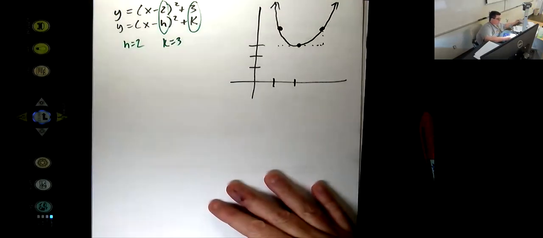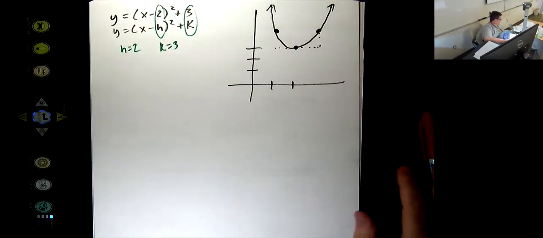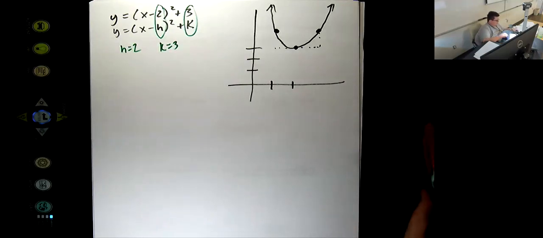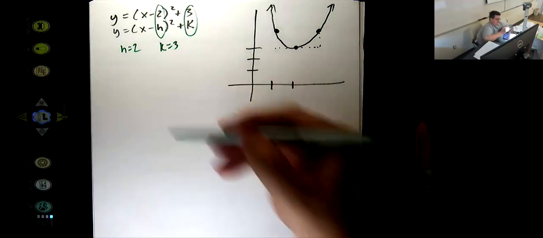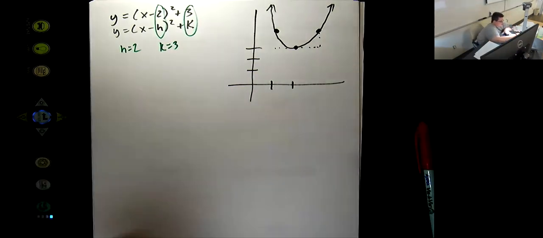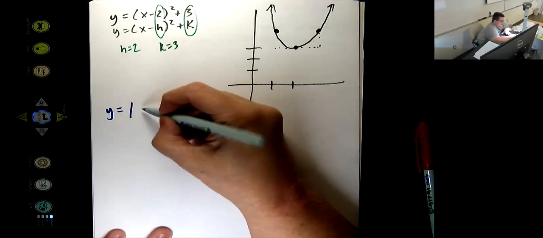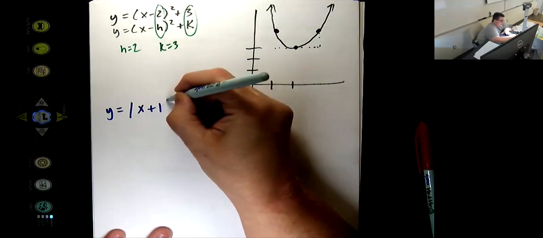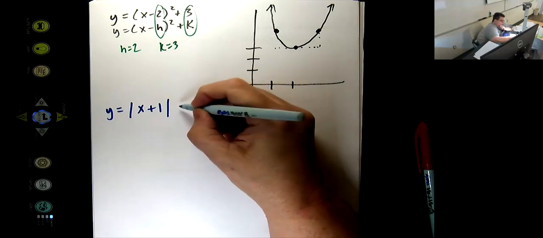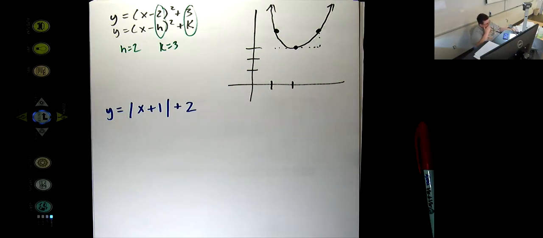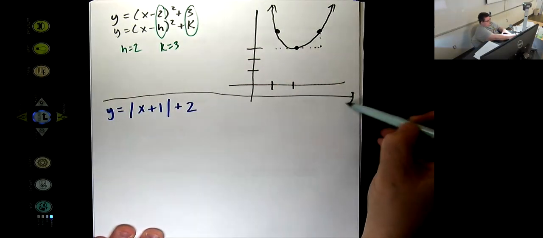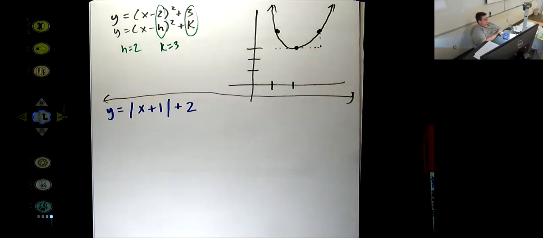Let me give you guys one to try. Let's do y equals the absolute value of x plus 1, plus 2. Try graphing that. And preferably without making an XY table. Assuming you remember what the absolute value of x looks like.